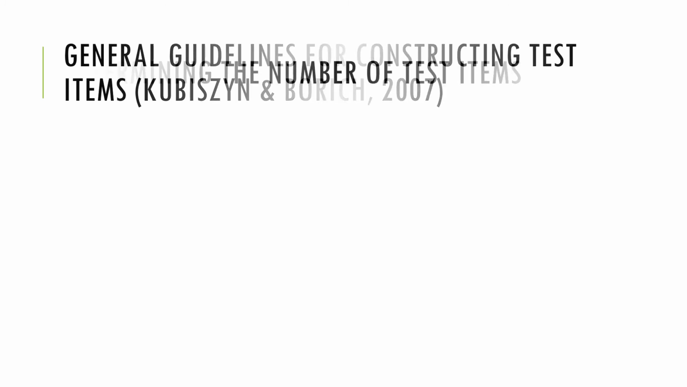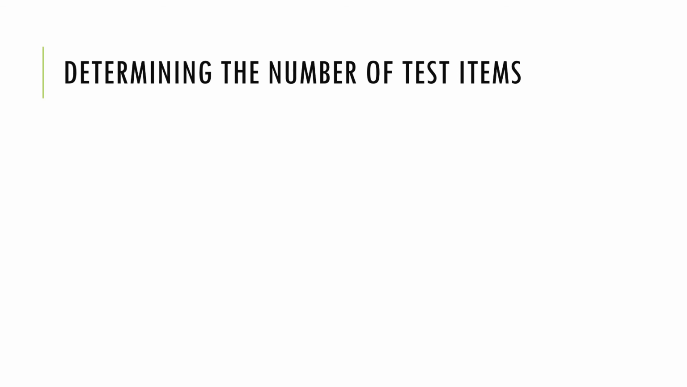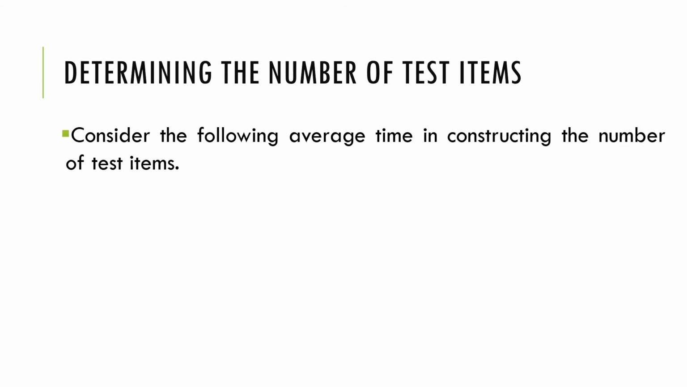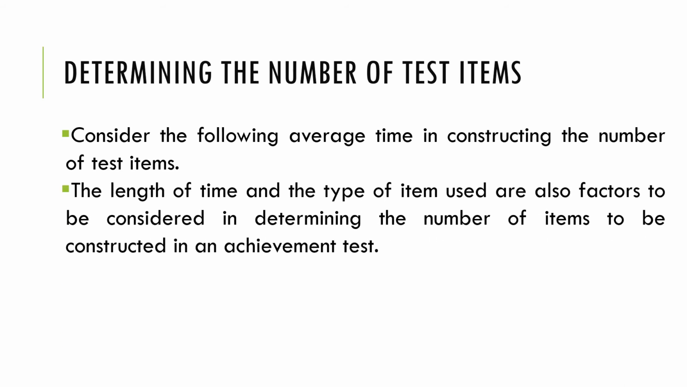Next, number 9. Next we have is determining the number of test items. So titingnan natin, I think the numbers presented here are based on some researches and consistencies, no? So consider the following average time in constructing the number of test items. The length of time and the type of time used are also factors to be considered in determining the number of items to be constructed in an achievement test. We really have to take note of this, future teachers, no? Dapat tingnan natin yung average time to answer for a specific assessment format.